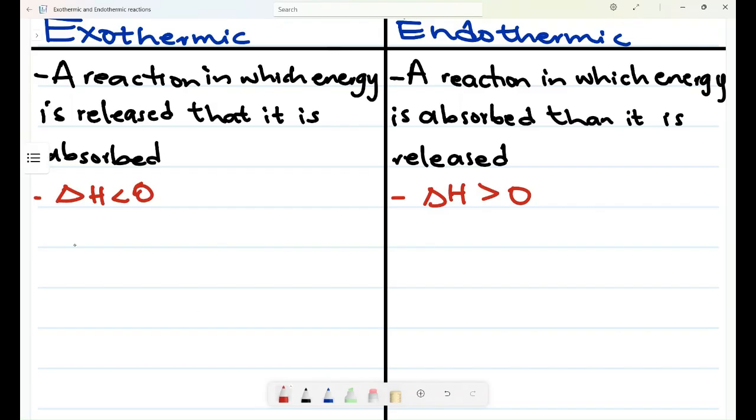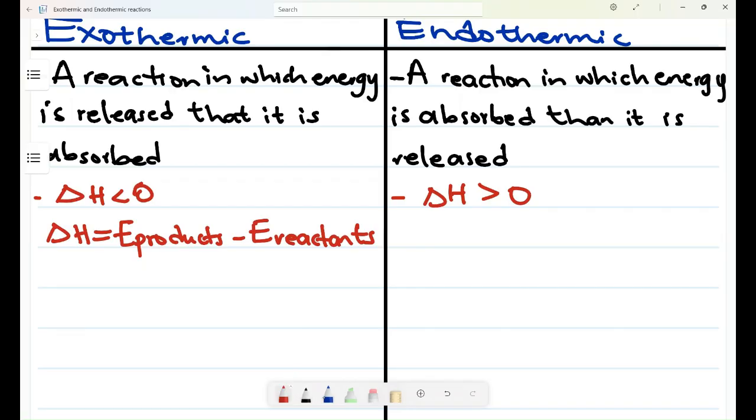So now we have a formula for changing H, which is enthalpy, or the heat of a reaction. We say changing H is the energy of the products subtract the energy of the reactants. Now, I want you to take note of something. For this instance, changing H is less than 0, so we expect the energy of the products to be less than the energy of the reactants.